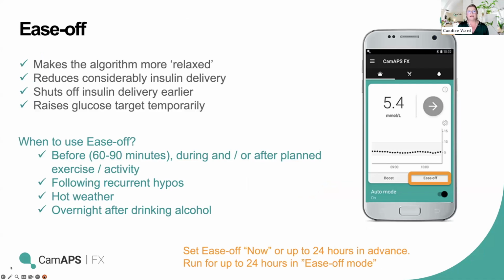Ease Off relaxes the algorithm, reduces the amount of insulin on board, stops insulin delivery earlier, and is aiming for a temporarily slightly higher target while you've got Ease Off on. And it's really a function used for activity, or if somebody is having recurrent hypos or drinking alcohol, hopefully not while they're pregnant, but it just relaxes the algorithm for that odd time. So it's not a function that we should be using every day. It's just for that walk or that gym class or activity that's going on.